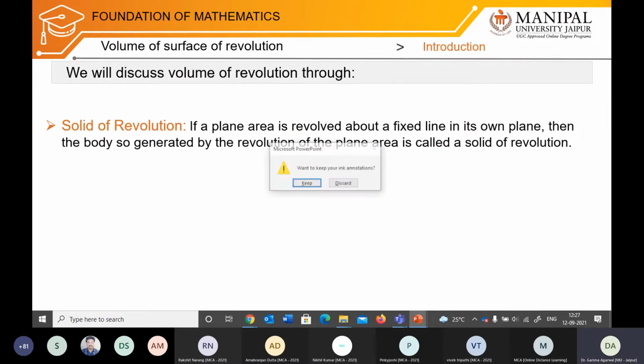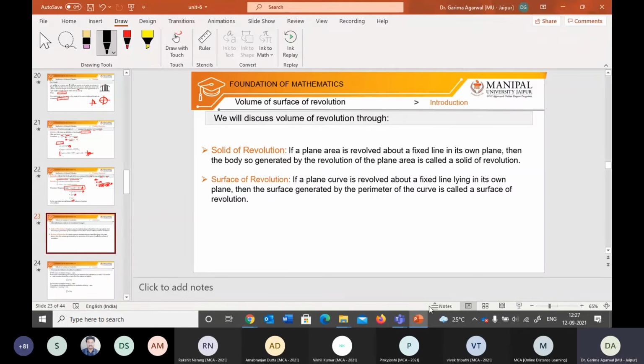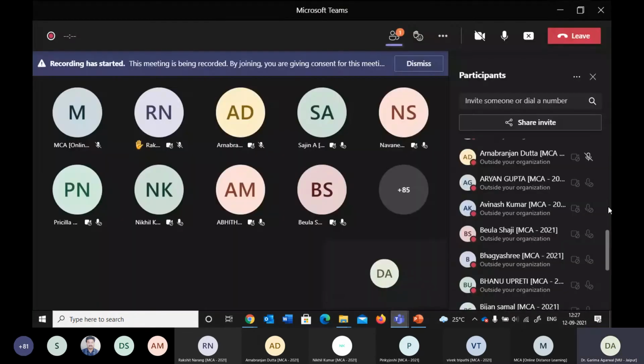Am I clear? How we can find the arc length? Any question?